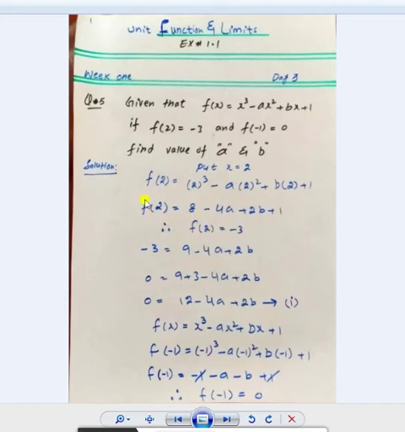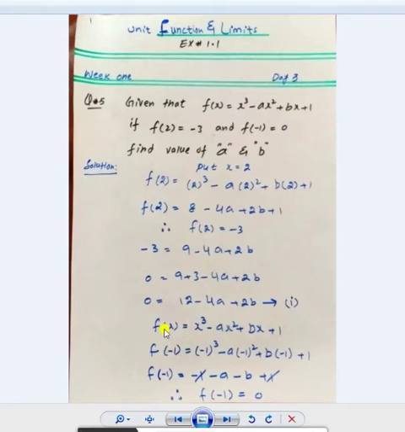So in place of f(2) we put −3. Minus 3 goes on the right hand side and becomes positive. 9 plus 3 is equal to 12, so we have 0 = 12 − 4a + 2b. So students, you are familiar with linear simultaneous equations. So this is a type of simultaneous linear equation with two variables a and b.